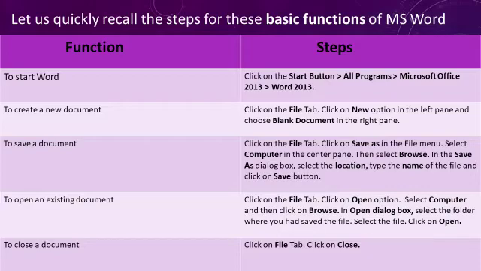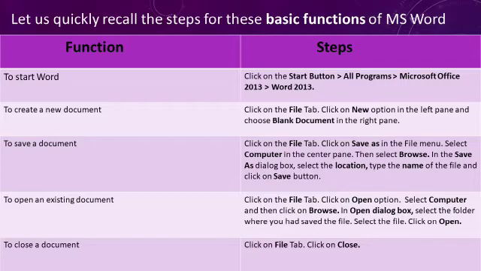To start Word, click on the Start button or Programs, Microsoft Office 2013, Word 2013. To create a new document, click on the File tab, click on the New option in the left pane and choose Blank Document in the right pane.